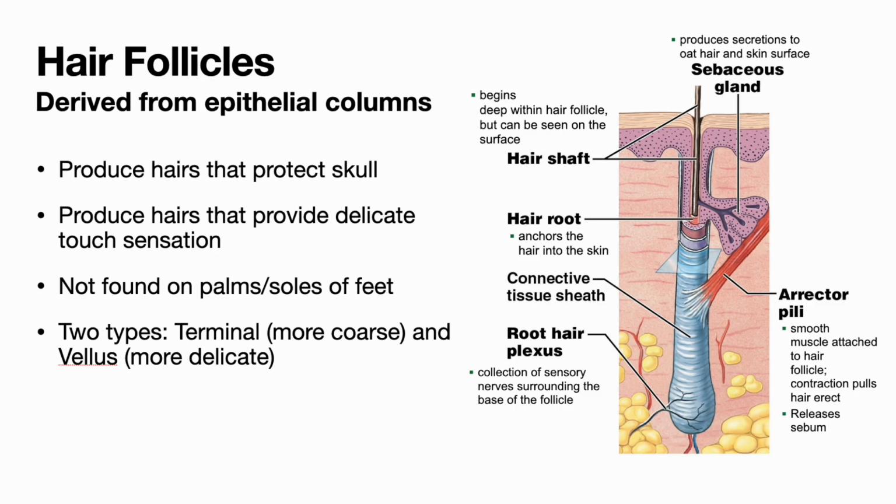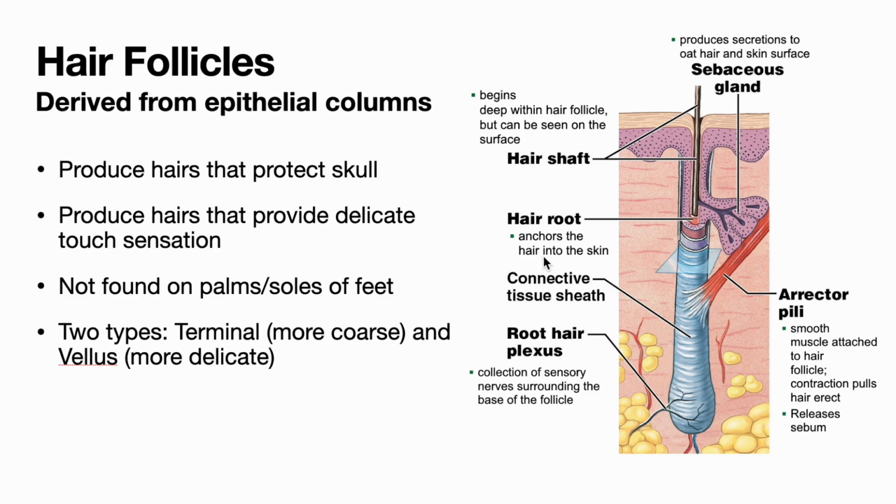So the hairs that you find on your scalp or in your axillary area, those are terminal hairs. They're a little thicker, more coarse, often darker, versus the hairs that you find across the rest of your body. Those are called vellus hairs. They are often much lighter and finer or more delicate. And again, they do provide sensation.